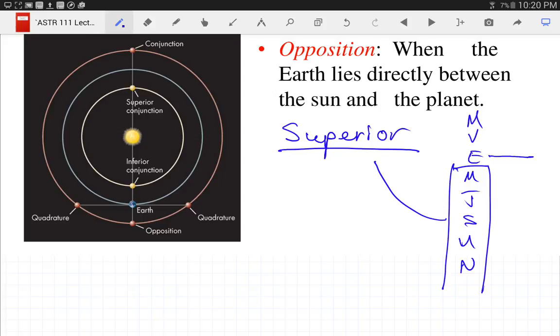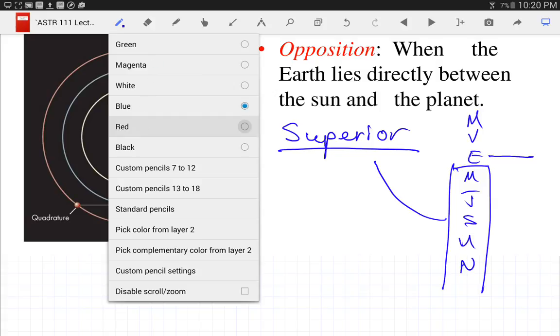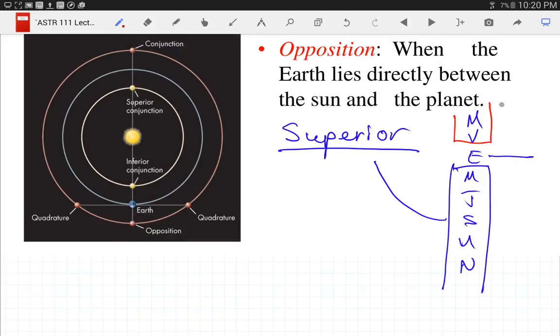So what do you suppose we call the other ones? Yep, inferior, because that means below. So these here are inferior planets. Keep in mind when I say a superior planet or an inferior planet, it's not saying a better planet or a worse planet. It's just saying farther from the sun or closer to the sun. So which kinds of planets can have an opposition? Only superior planets can have oppositions.